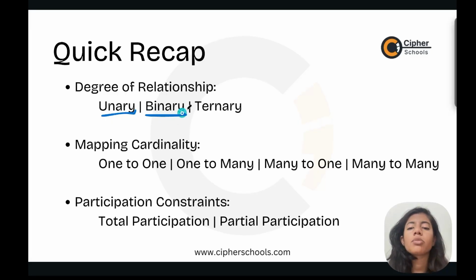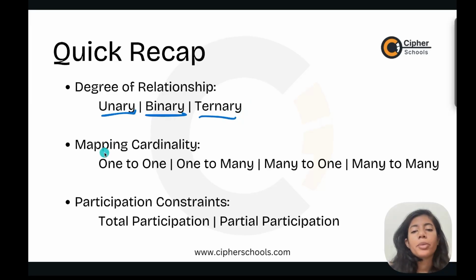Then binary is something where two entities are involved. A student is enrolled in course, person has vehicles, person has pets. So here in these examples, two entities are involved. So we call it as binary relationship where we have two entities involved. But the case where three entities are involved, such as a person works at a job and works in a branch. So job, branch, and person are involved in this relationship. So where three entities are involved, we call it as ternary relationship.